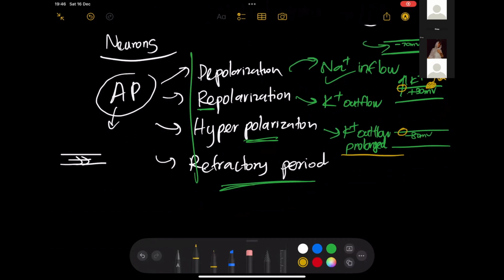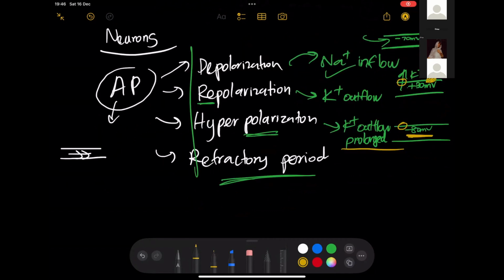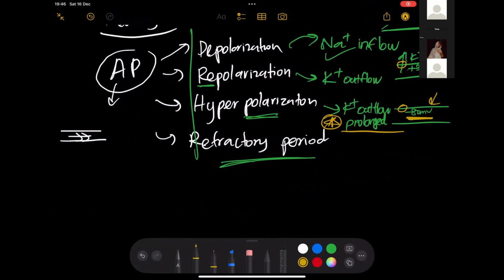Therefore, this makes the inside of the cell more negative. So that's all you have to say. I hope you understood. Sodium ion channels closed, potassium ion channels opened. Potassium ion channels remained open for a long time, or prolonged opening, and that results in the inside of the cell becoming more negative. Okay, now, so that was the first question.